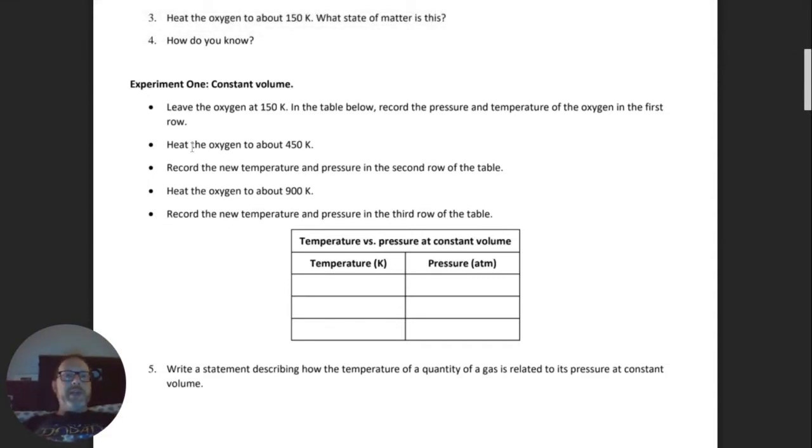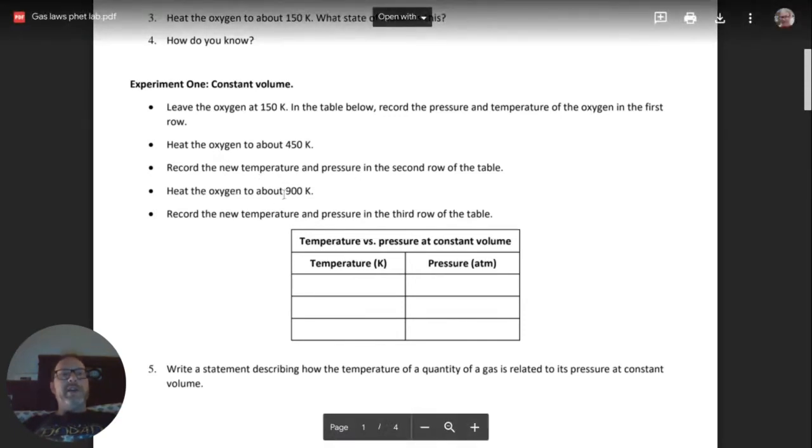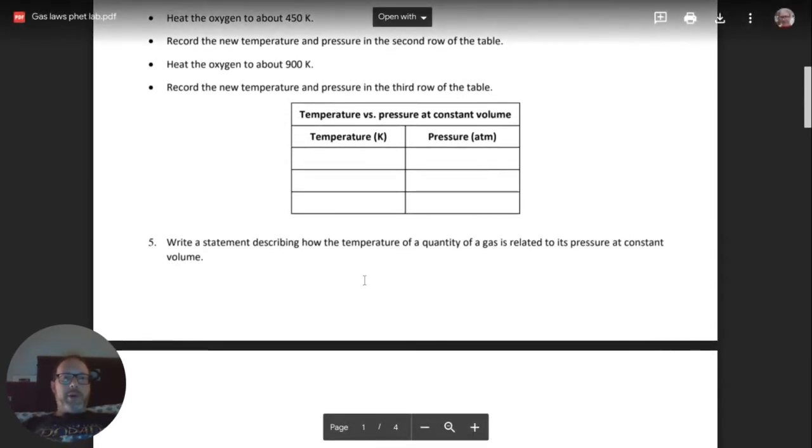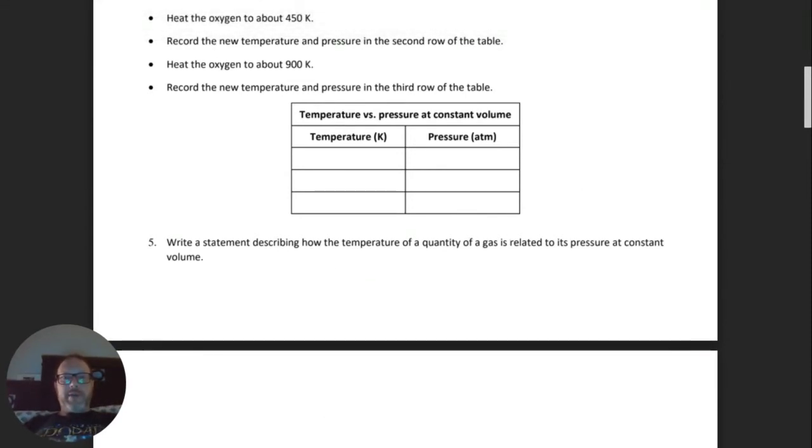And it tells you here to heat the oxygen up to 450 Kelvin, record the new temp and pressure, and then heat it to 900 Kelvin and record the new temp and pressure. And then be sure you're not skipping out on the parts here that ask you to describe what's going on and what the relationship is. At this point, you may or may not have already looked at all the gas laws in class, so there's a good chance that you already know what the relationship's going to be, but use the data to justify your answer. Say, as we increase the temperature, then blank happened with the pressure.